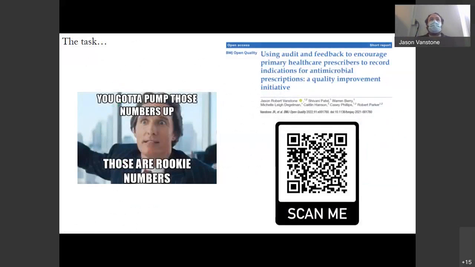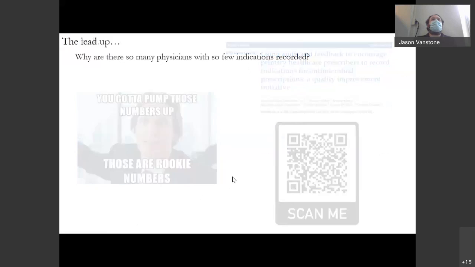So the task for us was to pump up those rookie numbers and get our indications up to a level that is going to make our data more useful. This is a paper that we just published on this work, and you can scan the QR code there if you want to check that out. I'll give you 3 seconds, 2, 1, moving on.